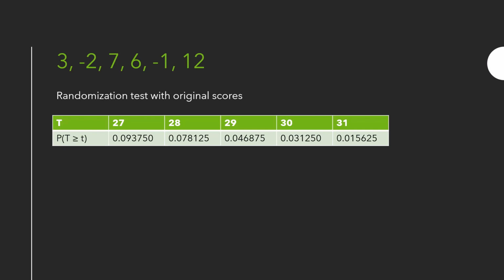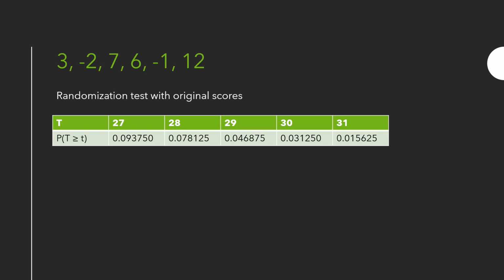The value t stands for the test statistic, and I'm providing the largest possible values of the test statistic that we can have with these data, as well as the probability of obtaining that value of the test statistic or higher. So this is the upper tail of our distribution.